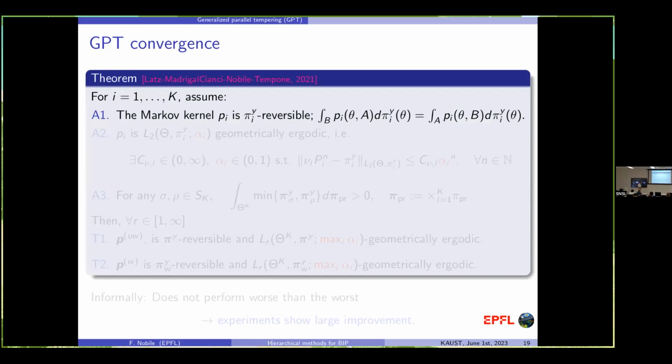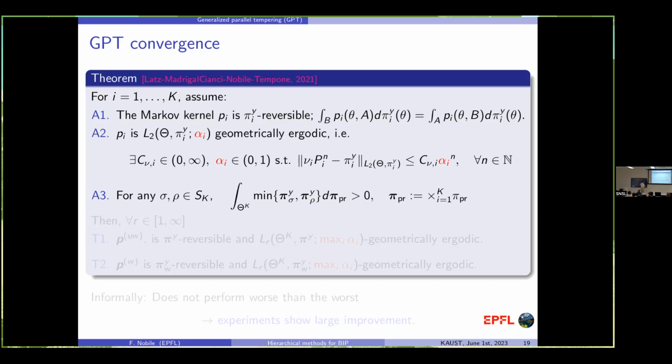Okay, so some little analysis that we have done was essentially a check that everything is working in this construction. So if you assume that each kernel, or each chain, the original kernel that you use to advance the chain, is reversible and geometrically ergodic, then essentially we needed another assumption. Here is a more technical assumption: if we take this joint density and we permute with two different permutations, then they overlap, because if they don't, then you run into problems.